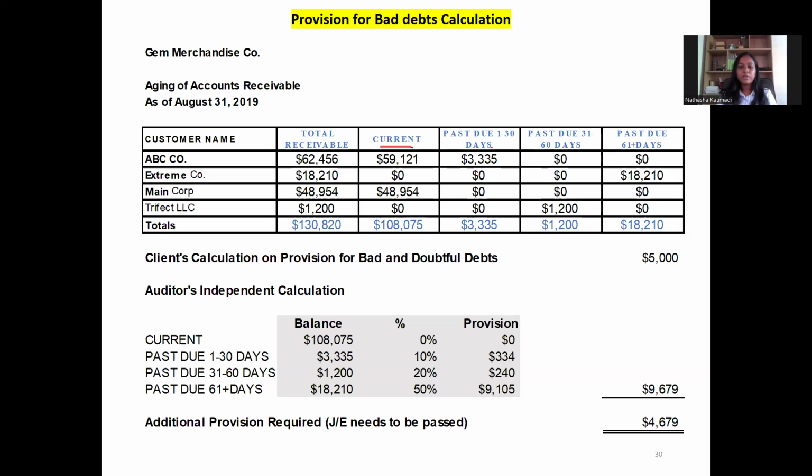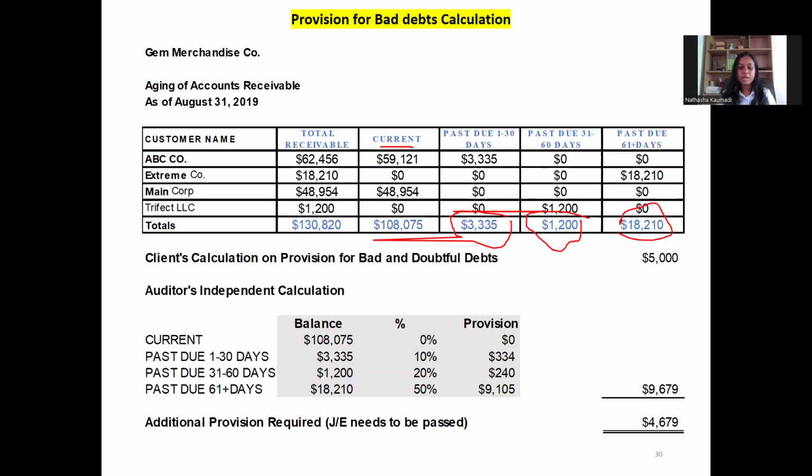And then the 30 days overdue bucket, the 31 to 60 days overdue bucket, the 61 plus days overdue bucket. Now, I told you we will have to provide more for 18,000 because it is in the last bucket. They have not paid. We will have to provide more for this. And then provide less for 1,200 compared to 18,000. Provide less for 3,000 compared to 1,200. See, how are we going to calculate it?